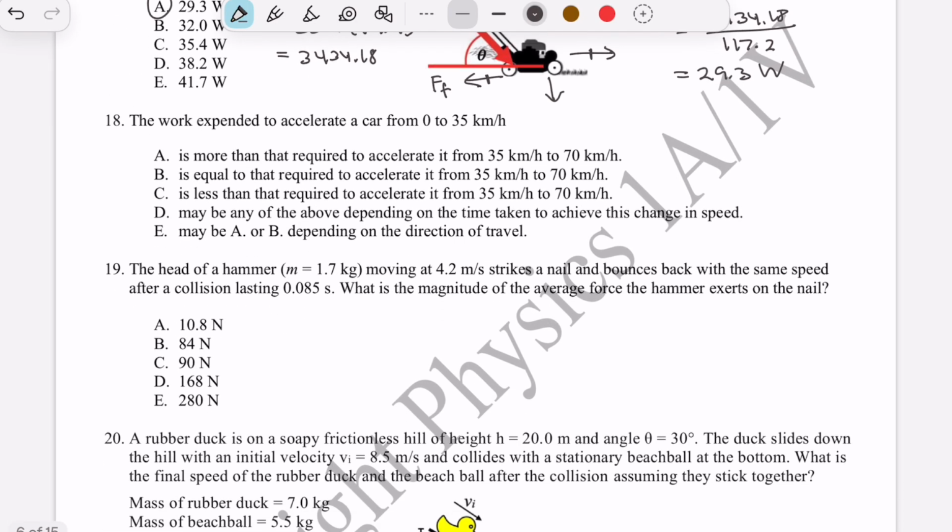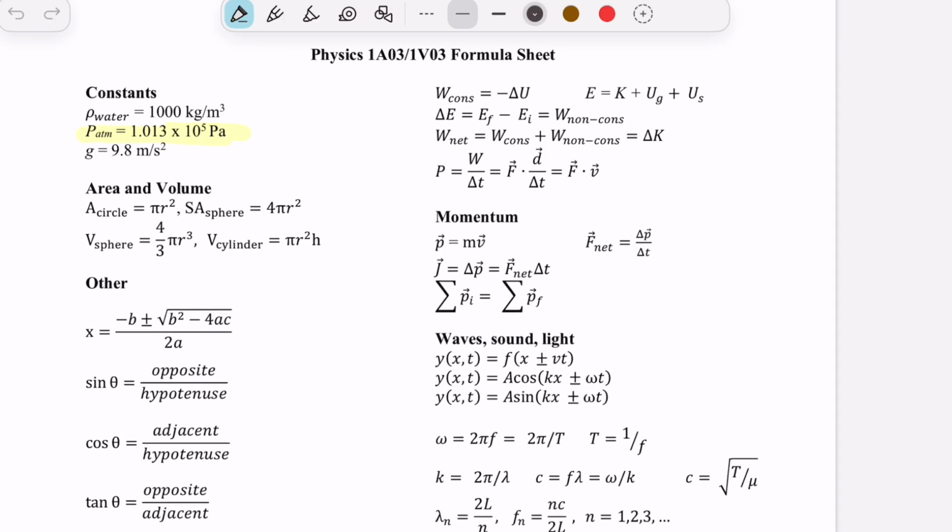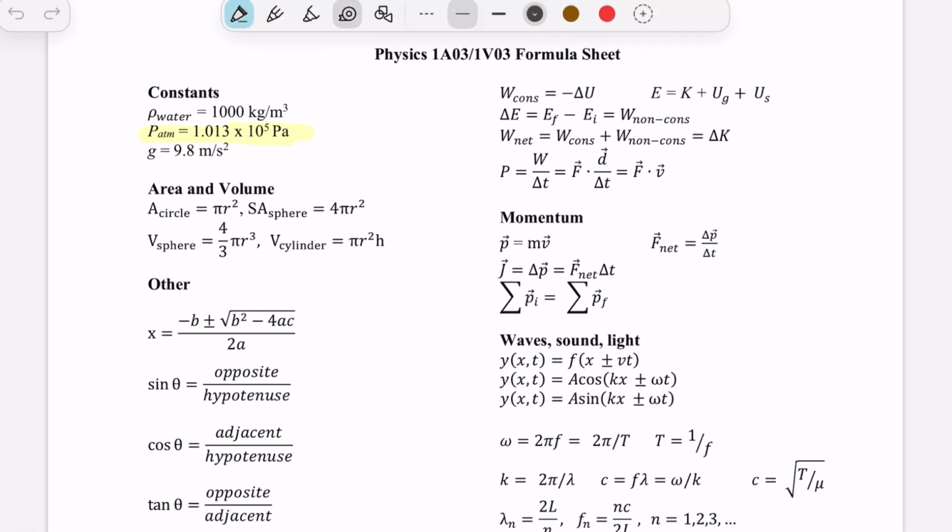Question 18. The work expended to accelerate a car from 0 to 35 kilometers an hour is more than, equal to, or less than the amount required accelerating from 35 to 70. So in this question, we need to remember that work equals the change in kinetic energy. That's on the formula sheet over here.